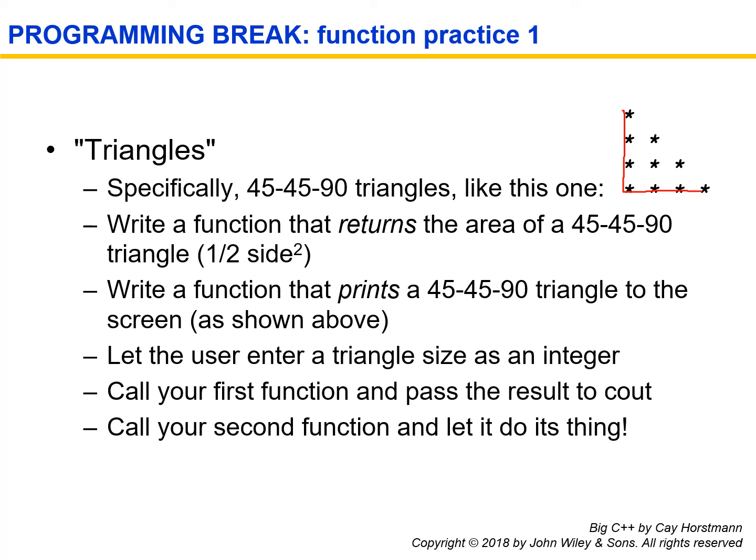We've printed this triangle here. You're going to let the user enter a triangle size. In this case, the size would be 4 for my sample output there. You're going to call your first function, the one that calculates the area, and pass the result to cout. So you're going to say triangle area equals and the result of your function. And then you're going to call your second function and let it do its thing. Let it print the size of that triangle to the screen.